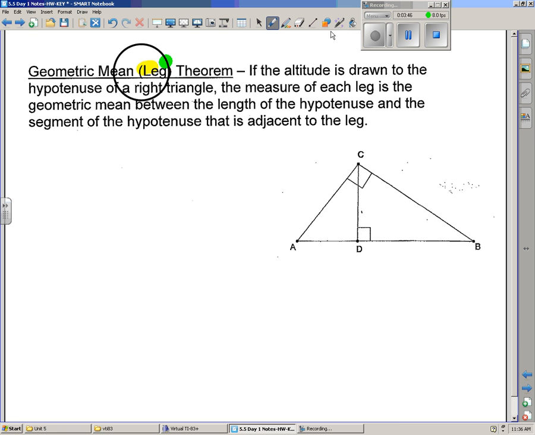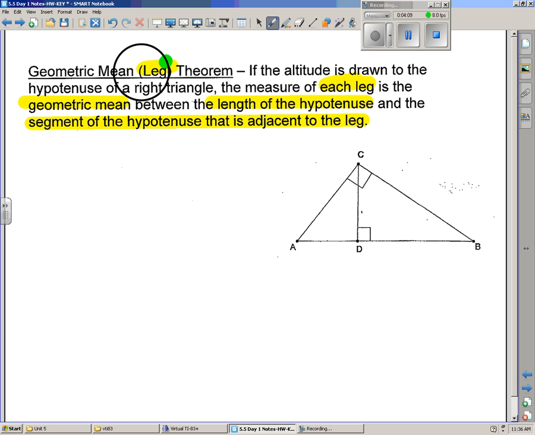So then we've got this leg theorem, okay? And again, it's still set up the same way. If you draw an altitude to a right triangle and you get similar triangles, each leg becomes the geometric mean between the length of the hypotenuse and the segment of the hypotenuse adjacent to that leg. That sounds kind of confusing. So here's what we're going to do.